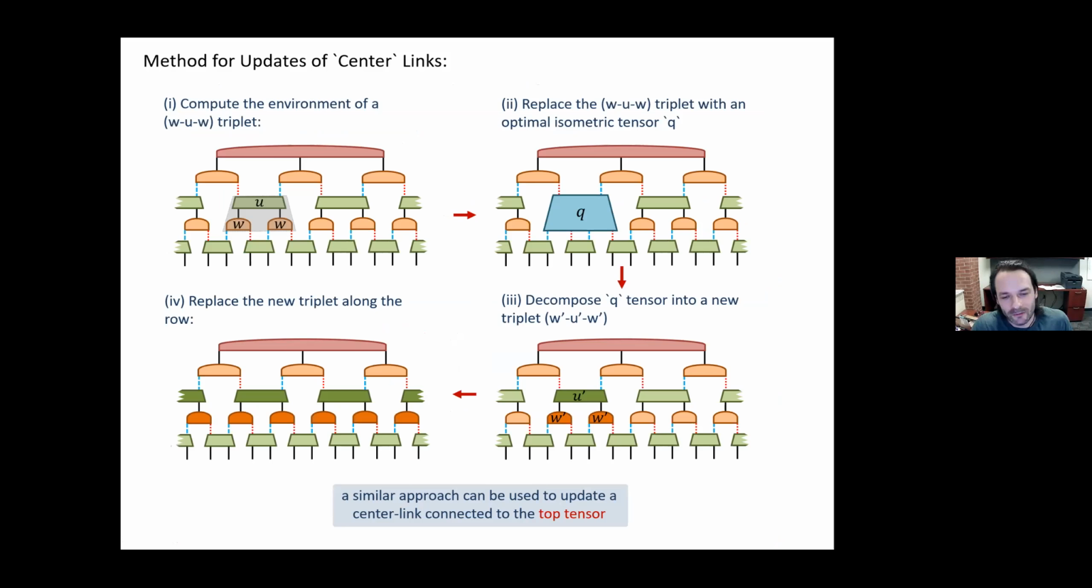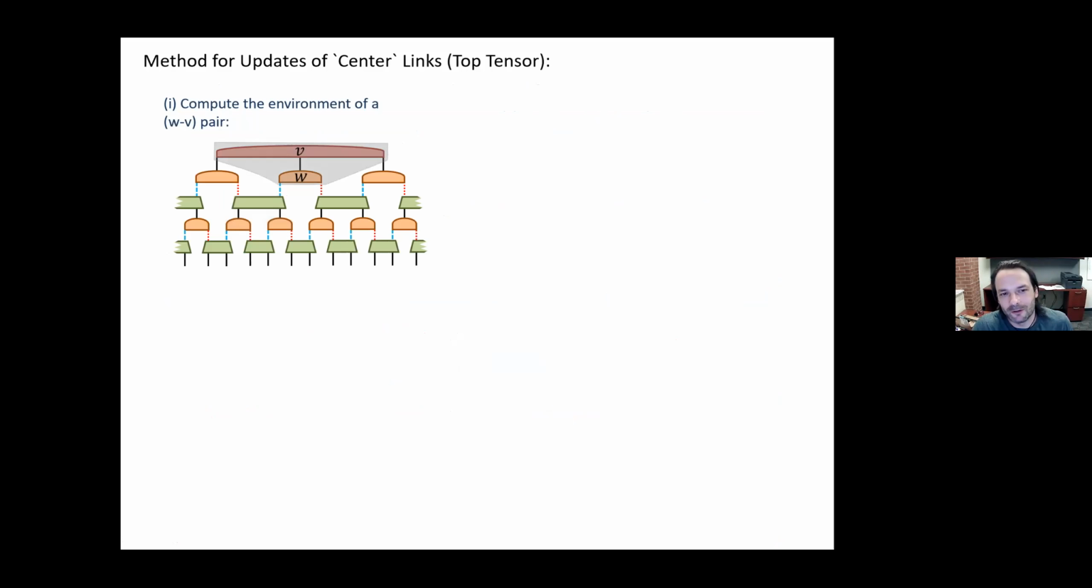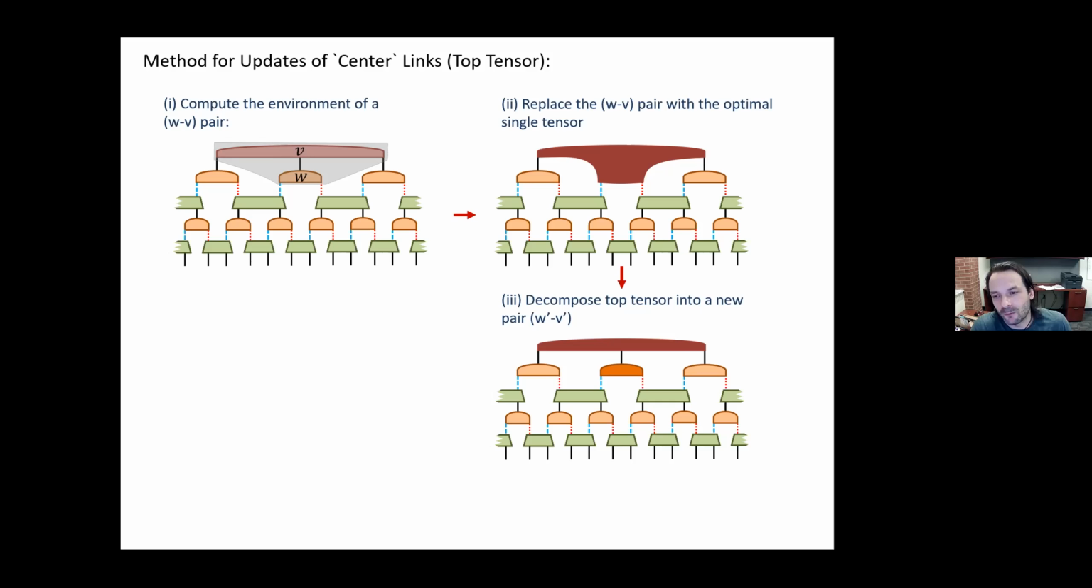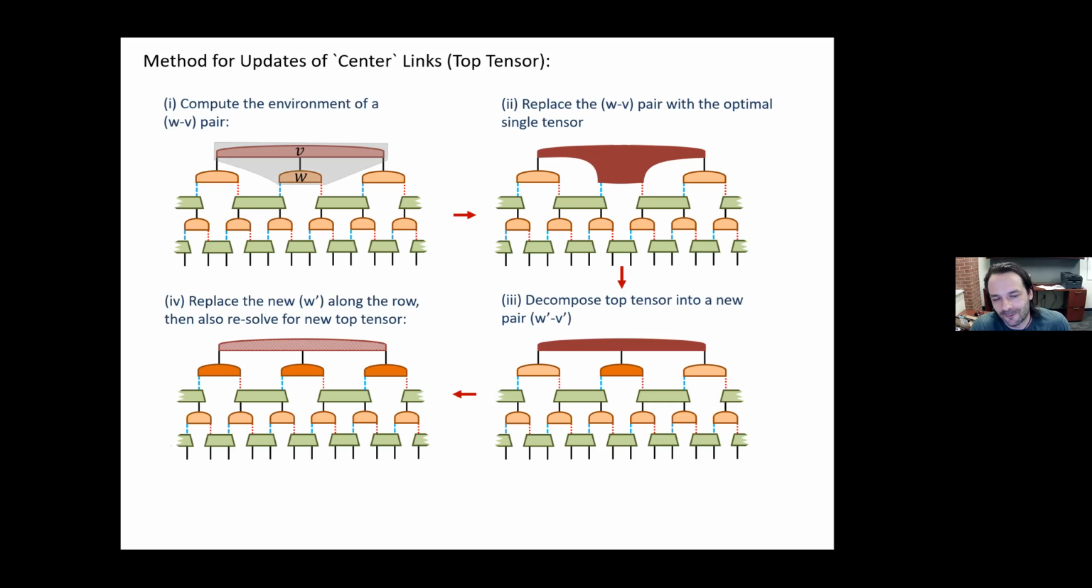Okay, and we can use a similar approach to do the top tensor. I identify this pair, an isometry connected to the top tensor of the network. I find some optimal single tensor to replace this pair of tensors. I use the density matrix to optimally decompose this. And then I replace the isometry I've found throughout the row. Once I've replaced the isometries, I can also update the top tensor as well. So in these situations, it's a very straightforward way of generalizing the single tensor MERA update to this pairwise update scheme.